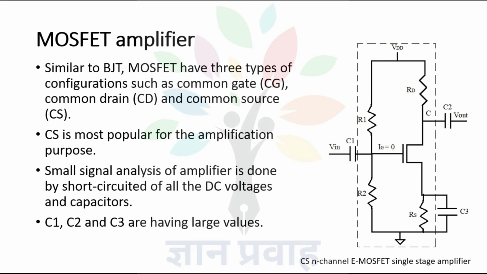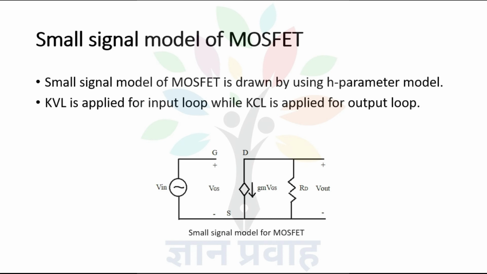So here AC analysis is nothing but small signal analysis. Here there is one power supply, VDD. It means VDD must be 0 or grounded for the small signal analysis. The small signal model is drawn using the transistor's equivalent model, and the widely used model is the H parameter model. So here we are using the concept of the H parameter model. For the H parameter model, the input side is modeled using Kirchhoff's voltage law, while the output side is modeled using Kirchhoff's current law.